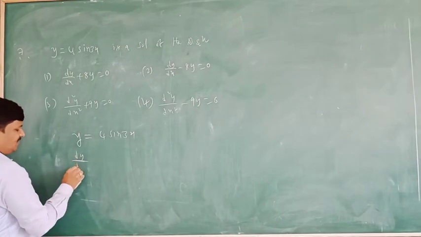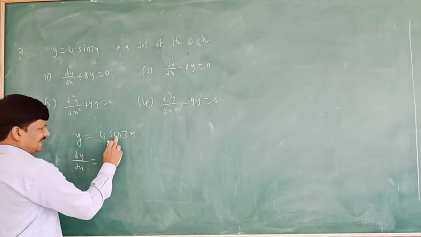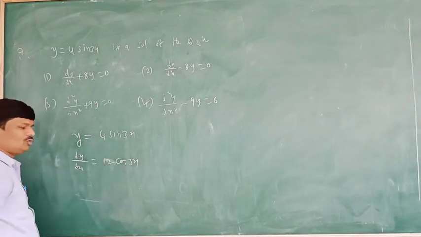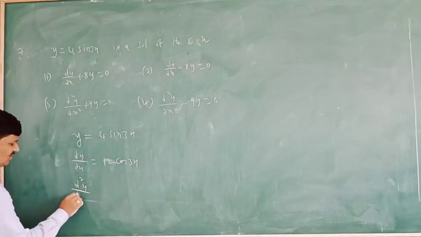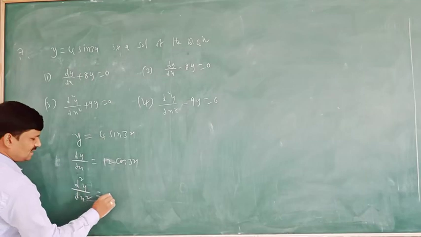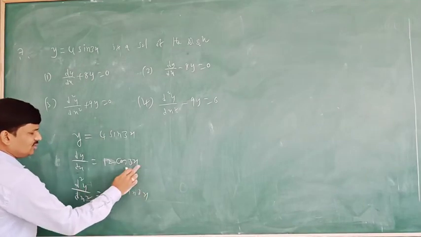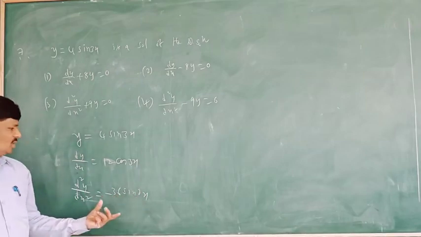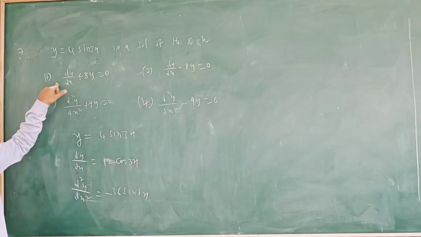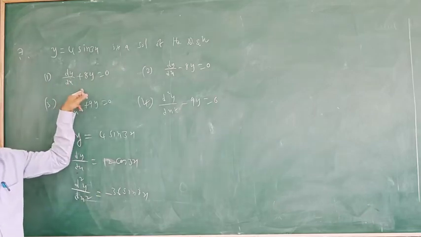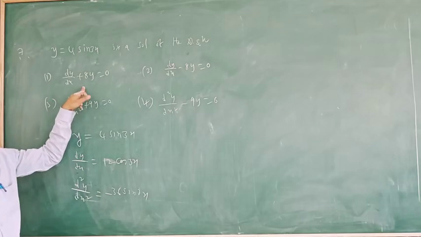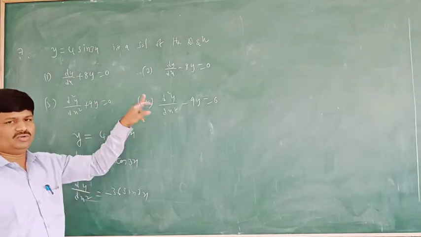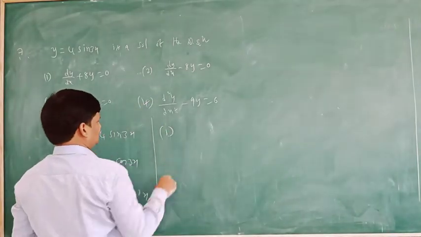What will we get here? dy by dx is equal to 4 times the derivative of sin 3x, which is cos 3x, and the derivative of 3x gives 3, so 3 into 4, 12 cos 3x. And d square y by dx square I am also going to find. The derivative of cos 3x is minus sin 3x, and 3 into 12 is 36, so minus 36 sin 3x. Now take these values and substitute in the first equation, then the second equation. If it satisfies the first equation, then the first differential equation is our differential equation. If not, go to the second, third, and fourth. We have to verify.